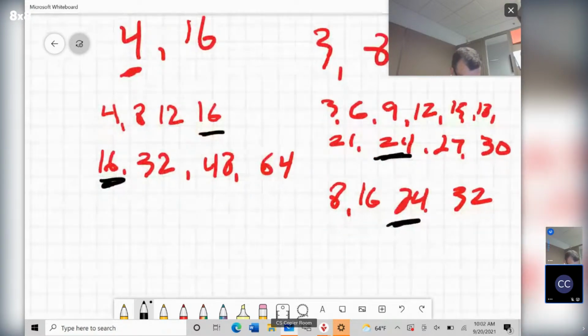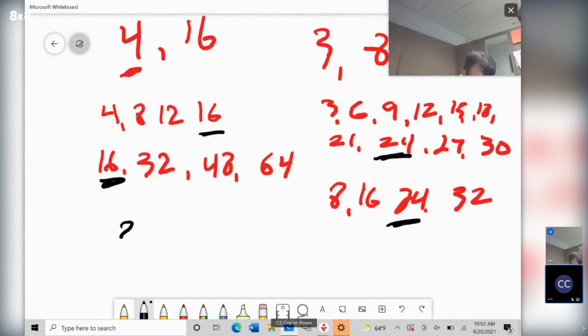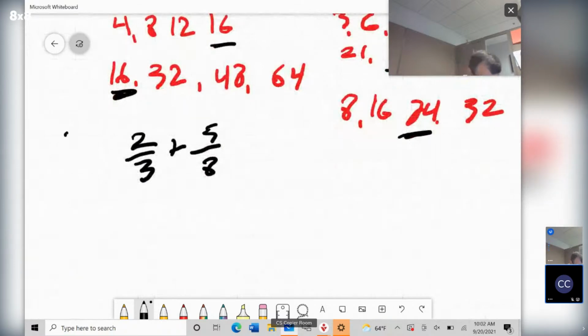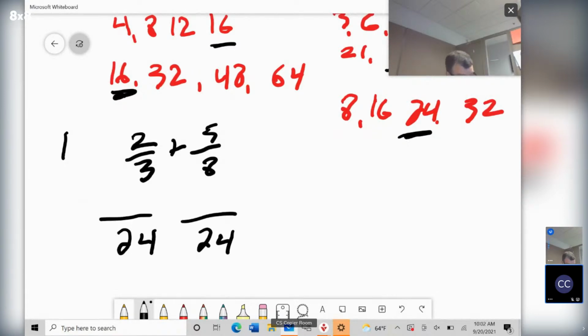So if we had like 2/3 plus, we'll say 5/8, our common multiple for this is going to be 24. So both these are going to be over 24, and we'll do a practical application of this. So we're going to say 24 is going to be the common denominator. And 3 goes into 24 8 times. So if we multiply the bottom times 8, we also have to multiply the top times 8.